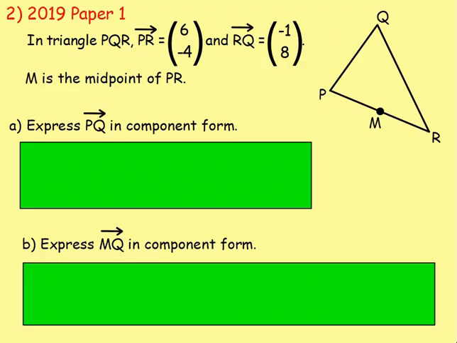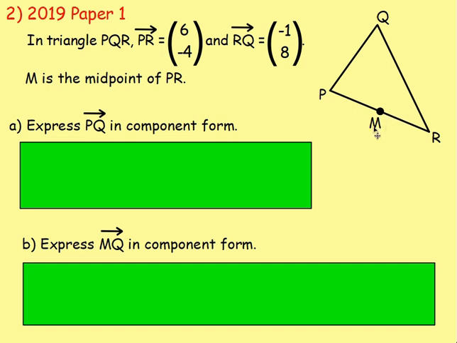Question 2, again from 2019. However, this is a paper 1 question, meaning it is non-calculator. No calculators allowed. So, in triangle PQR, PR has the components 6, negative 4. And RQ, going from R to Q, has the components negative 1, 8. M is the midpoint of the line PR.